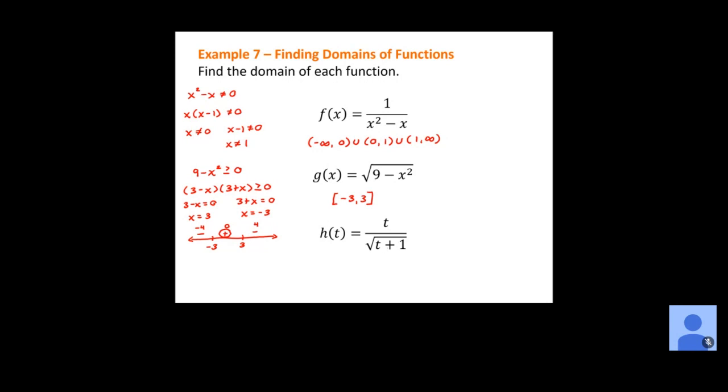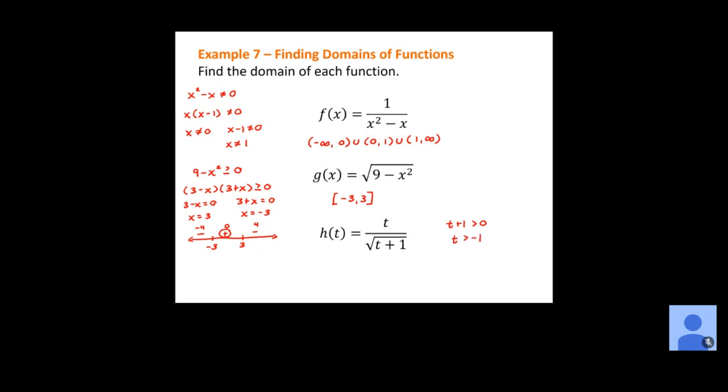And then our last one here, we also have a square root this time, but it is in the denominator. So in this case, that t plus 1 can't be greater than or equal to 0. It can only be greater than 0. Right? Because if it was equal to 0, then we'd have a 0 in the denominator. If I subtract 1 here, that's going to give us t is greater than negative 1.